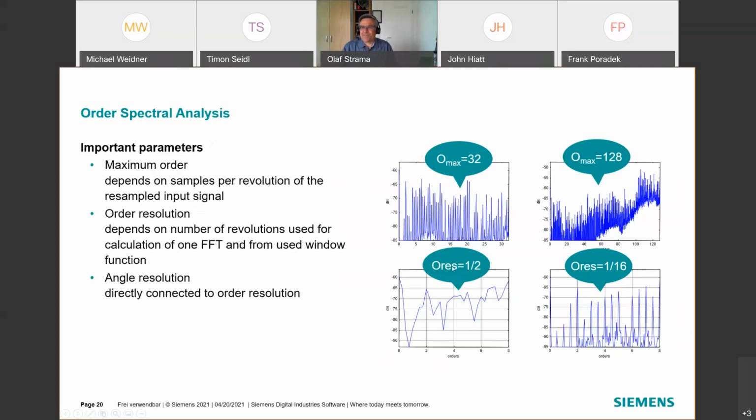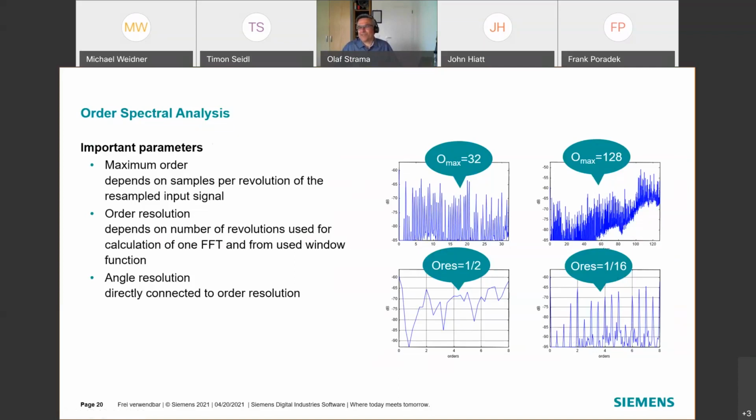Yes, an order spectrum with order resolution 1/2 looks like this. You cannot be sure if this is noise or if this is really an order. But if we increase the order resolution to 1/16 of an order, we really see the orders and we really see the noise between the orders. And at the end, the noise contribution of the order is also quite smaller since the FFT channel is smaller. And as I explained before, the noise floor is going down.